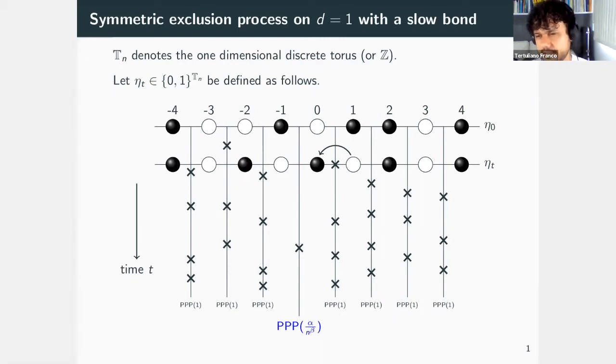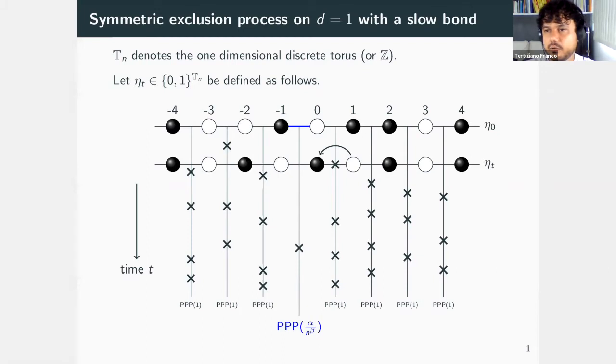In Z, it's necessary to speak about the Harris construction, but it works. And keep in mind that this slow bond, this special bond in blue, decreases the passage of particles across it. So that is where the name slow bond comes from. Is that clear? Any question about the dynamics? Okay, so it's a Markov process.